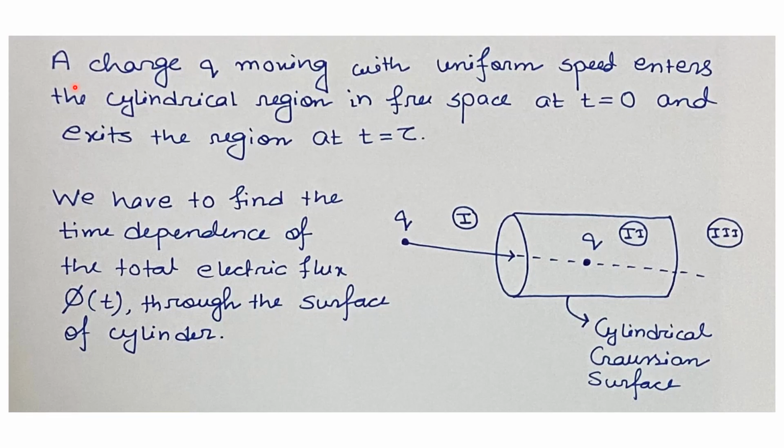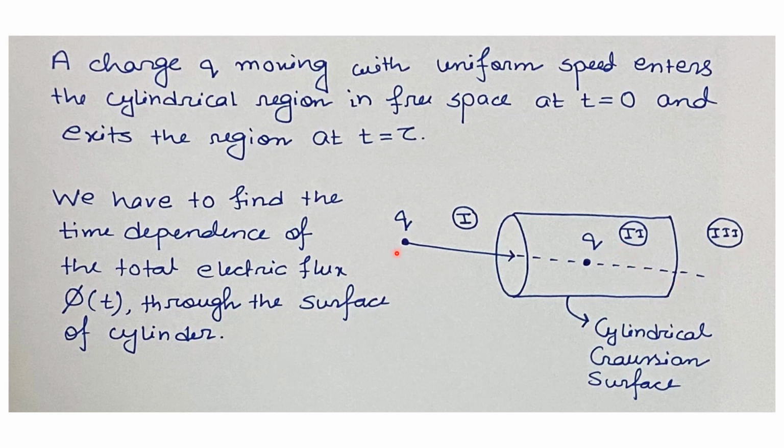So it is given that a charge q moving with uniform speed enters the cylindrical region in free space at t equals to 0 and exits the region at t equals to tau. So this is our cylinder. So we are dividing the region into 3 parts. So region 1, region 2 and region 3.